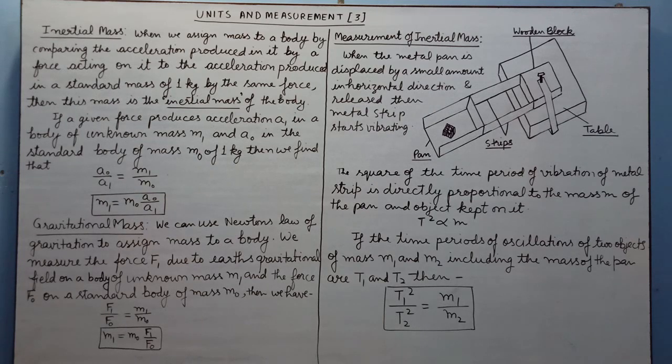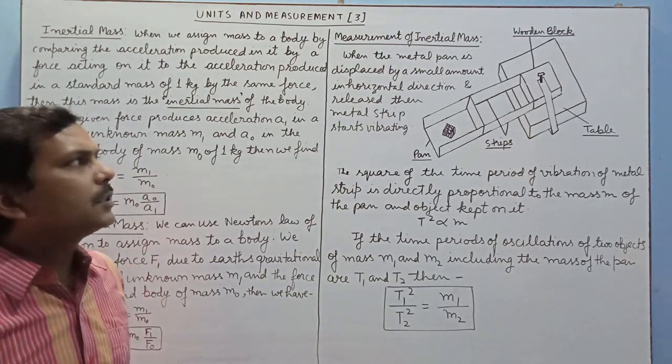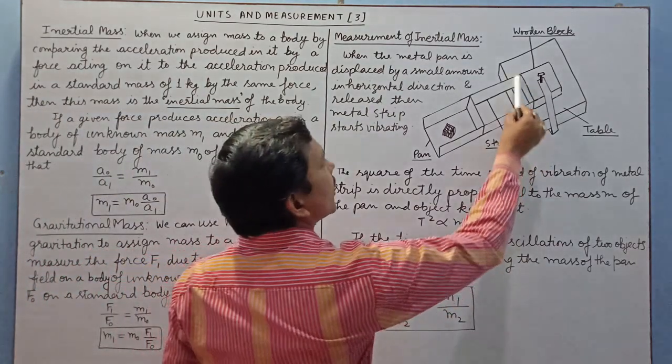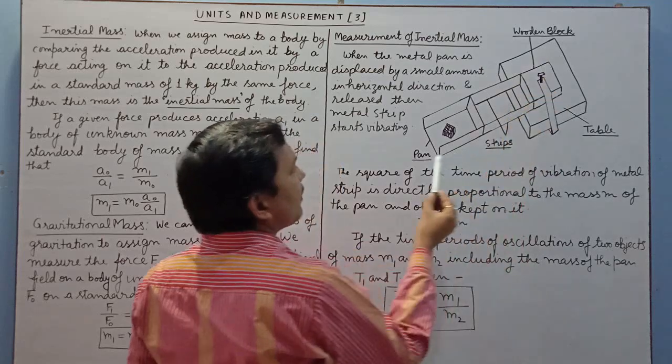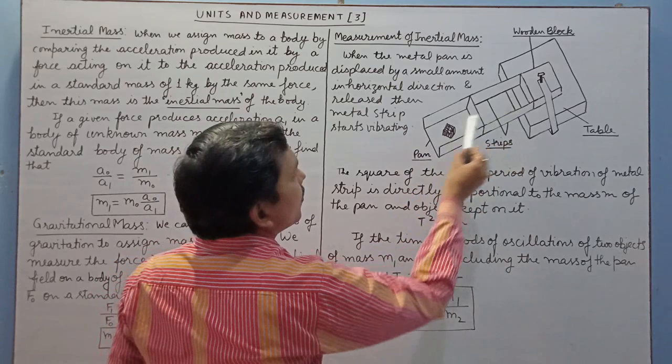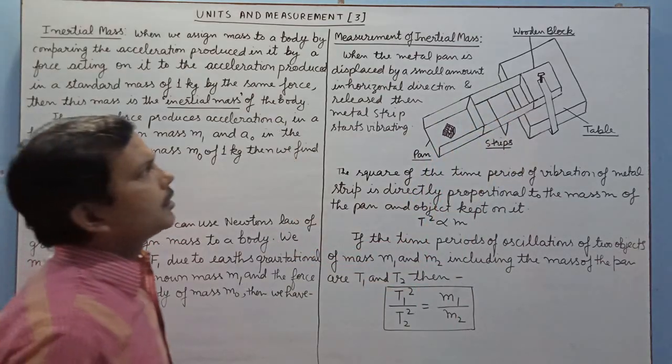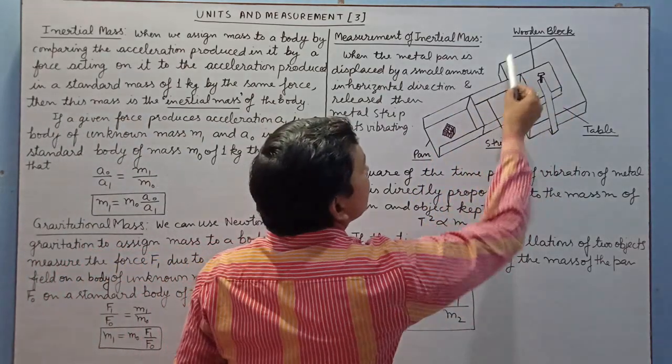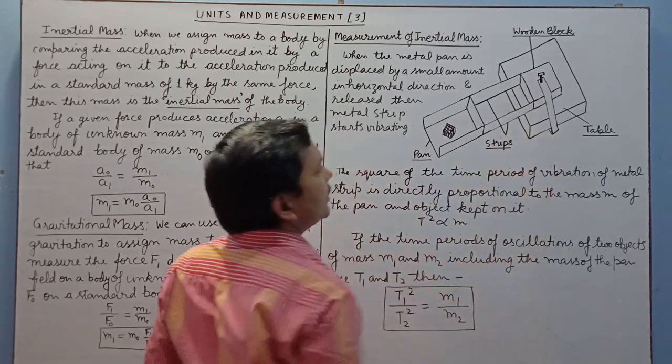We measure both the masses one by one. So first we will discuss the measurement of inertial mass. Inertial mass is measured by a balance which is known as inertial balance. This balance consists of a wooden block, and a pan is fitted to this block with the help of two metal strips, and this wooden block is mounted on a table.